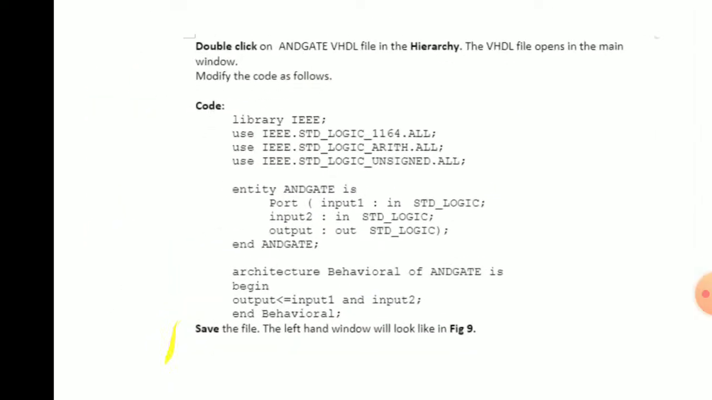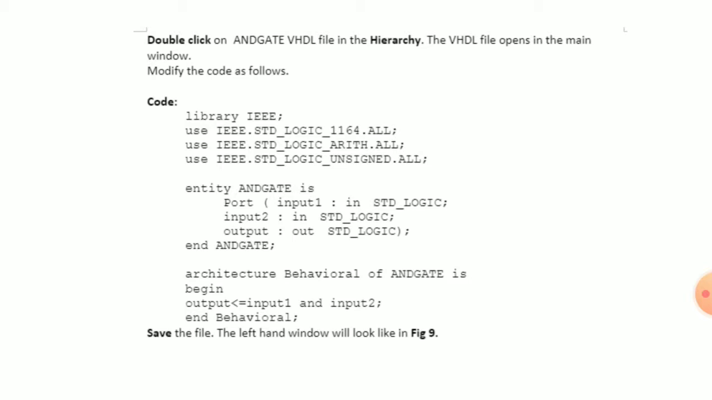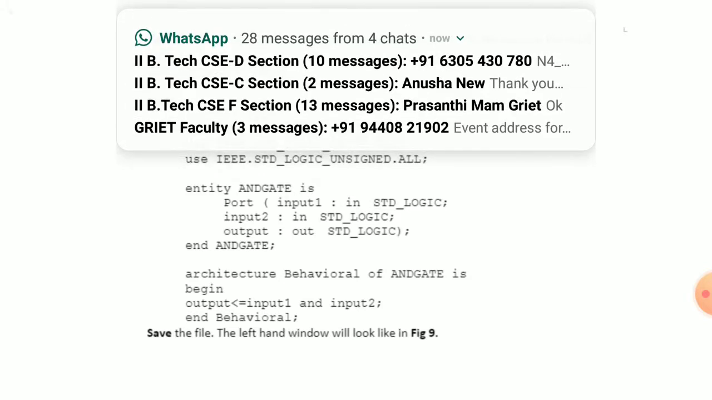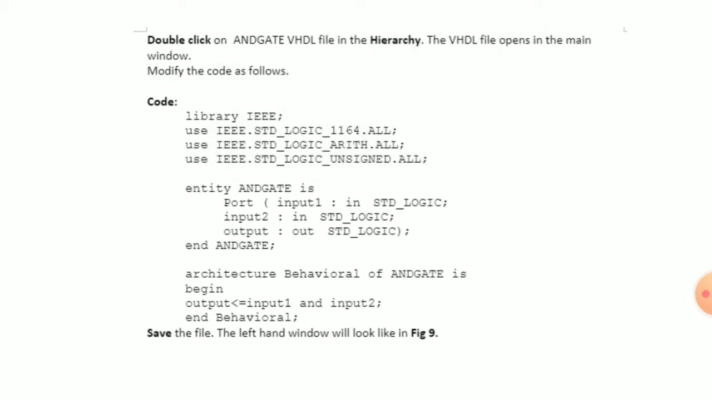And finally, we get the output in the data flow. Here we are writing only a single line of code, after the begin of the architecture. After begin, we write output less than or equals to. In the VHDL language, the less than or equals to symbol is used for assignment. We are taking only a single output in the boolean expression.